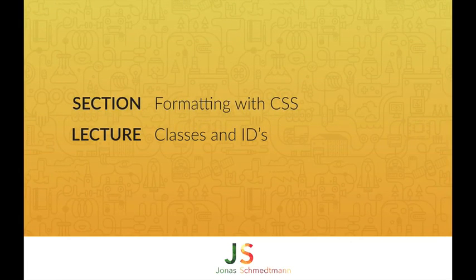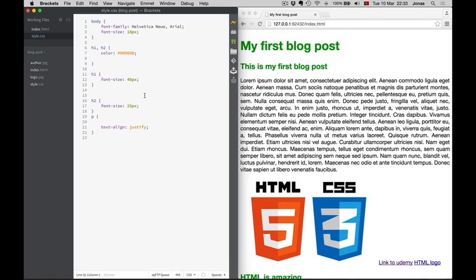Now that we're familiar with colors, we are going to talk about two new selectors, classes and IDs. In the last lecture, we used h1, h2, p, and body selectors to select the corresponding HTML elements. But now, suppose we wanted to style only one of the paragraphs, not all of them. That's why we have classes and IDs.